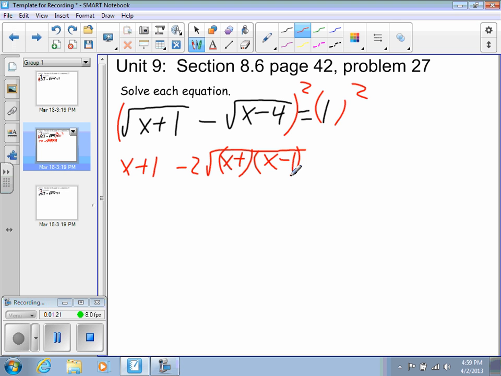And then when I square this, now it's going to become plus x minus 4. And then that all equals 1, because when I square 1, I get 1.